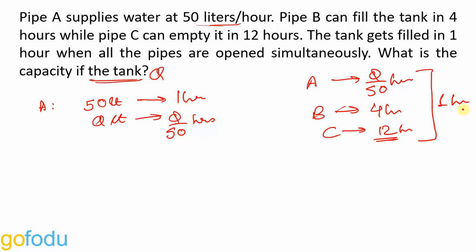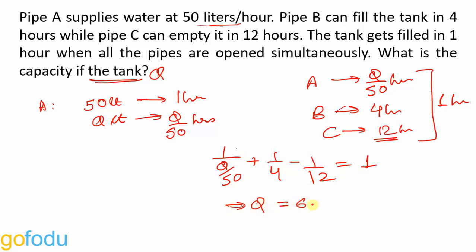So if we solve by the unitary approach, we can directly apply the formula 1 upon A plus 1 upon B minus 1 upon C is equal to 1 upon T. That would be 1 upon Q by 50 plus 1 upon 4 minus 1 upon 12 is equal to 1 upon 1. Solve this and you will get the value of Q as 60 liters. This I am leaving for you to solve. You will get the value of Q as 60 liters.